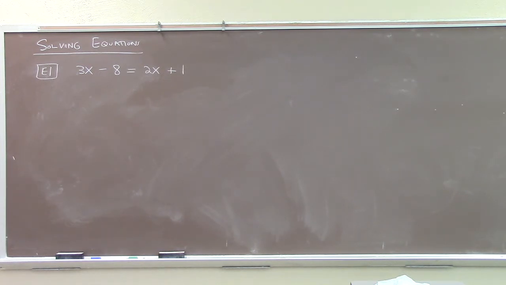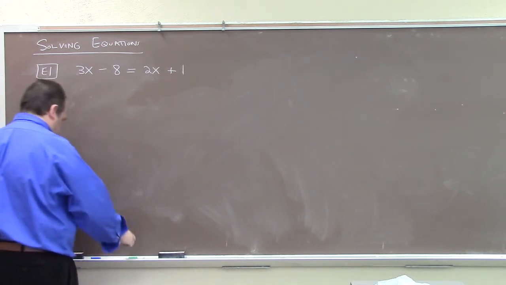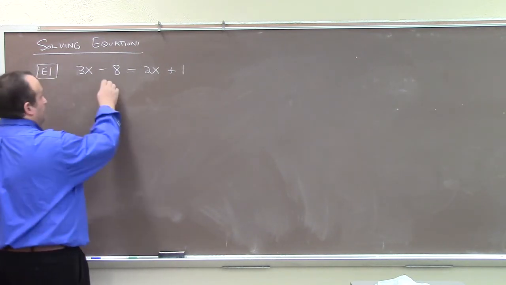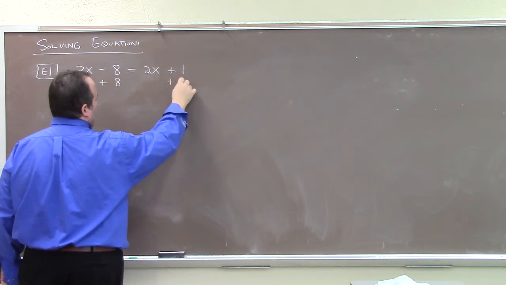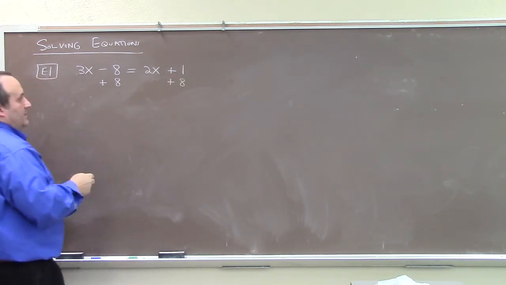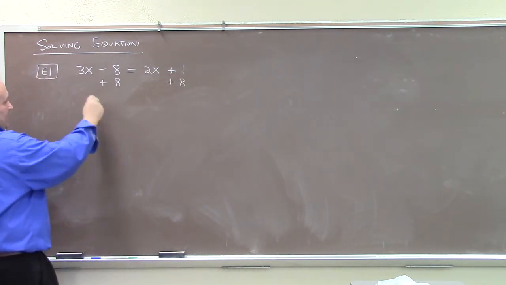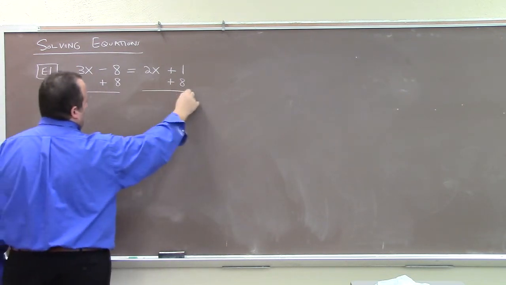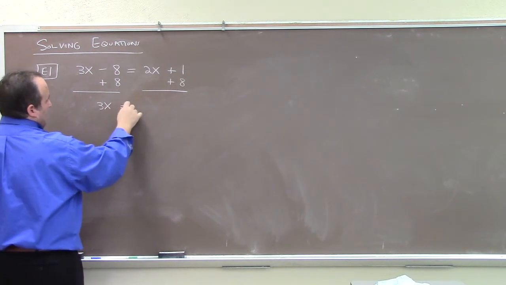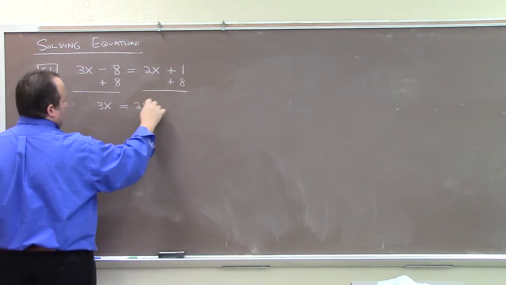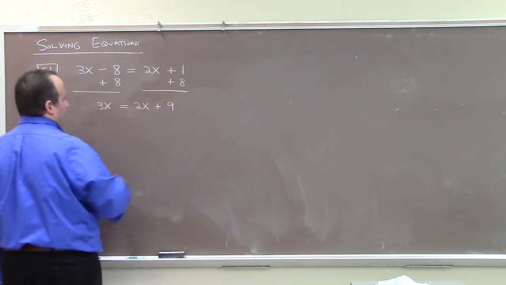So what should we do? We should add 8 to both sides, right? And what else should we do? Well, we can just do that to start with. How about that? So this gives us 3x equals 2x plus 9, right?